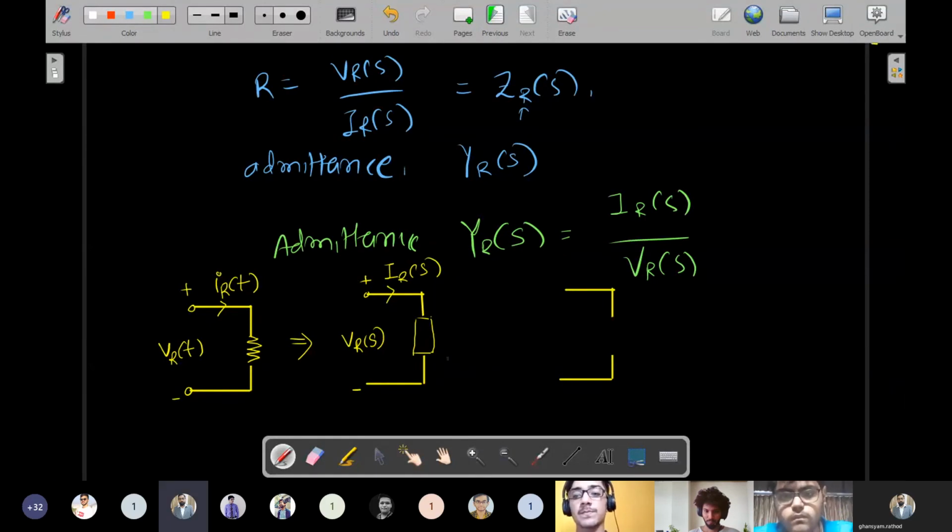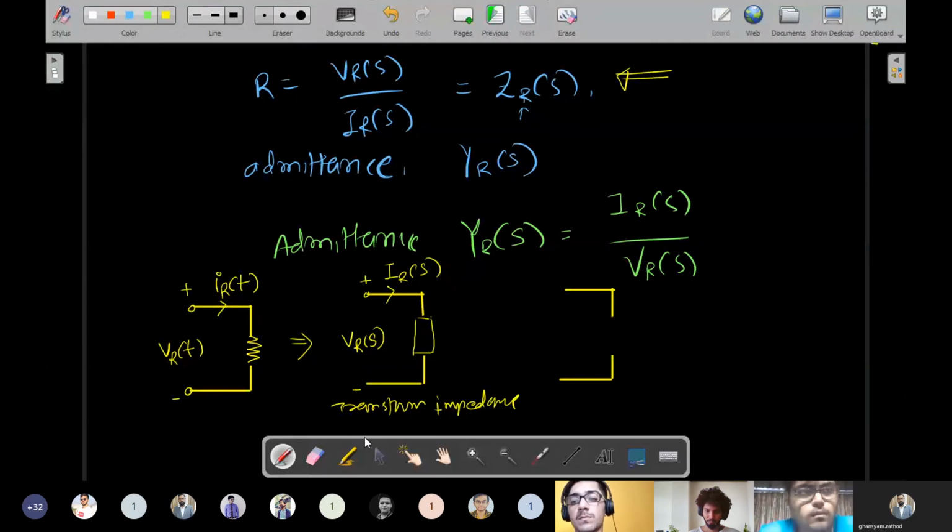And when you write this in admittance, the first one we have written this way. This is the circuit where you can write the transform impedance representation. And this side also we can write, but in admittance form.